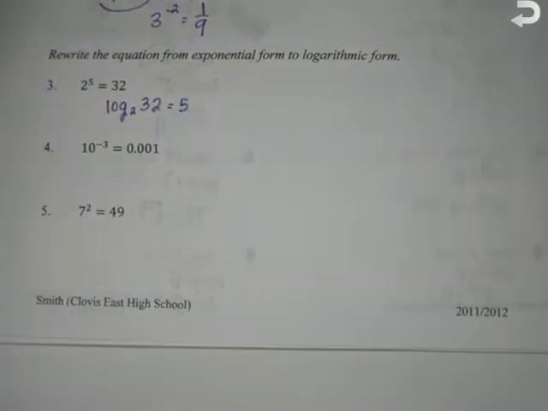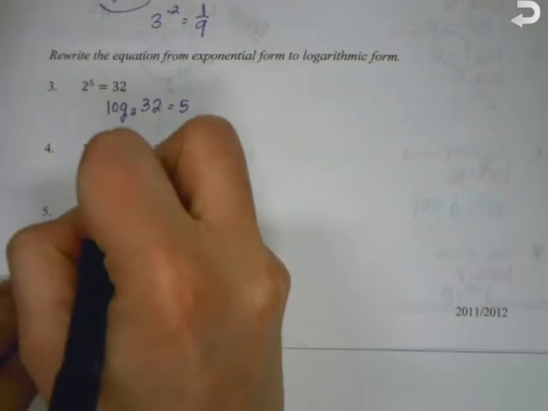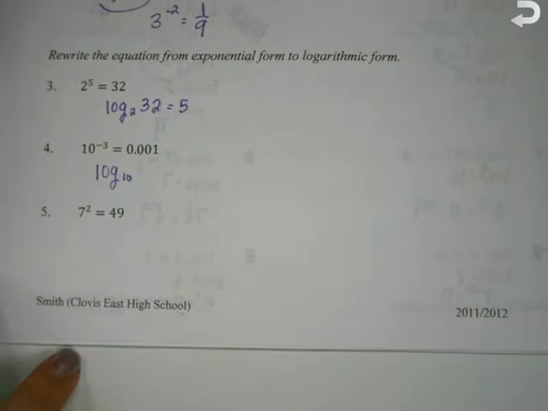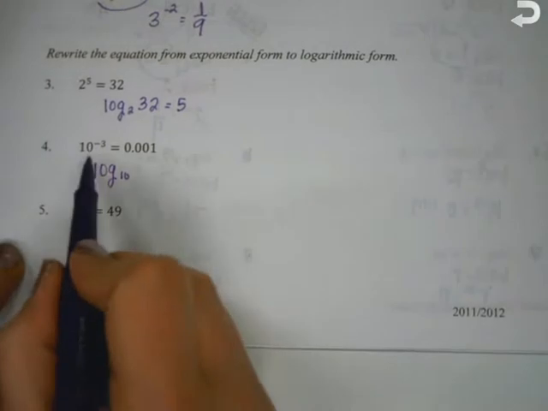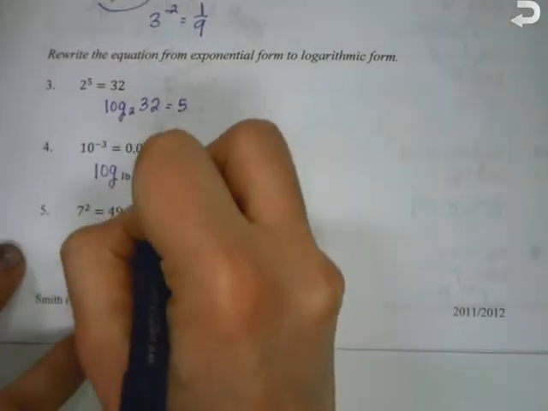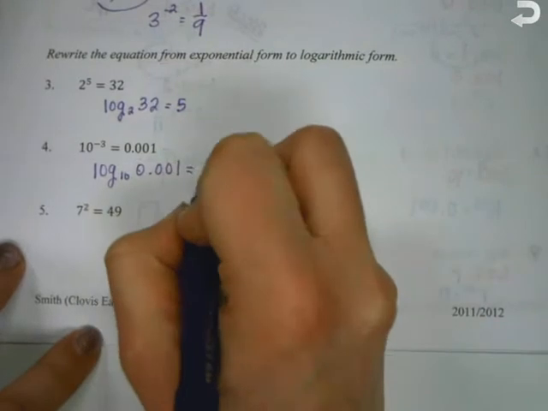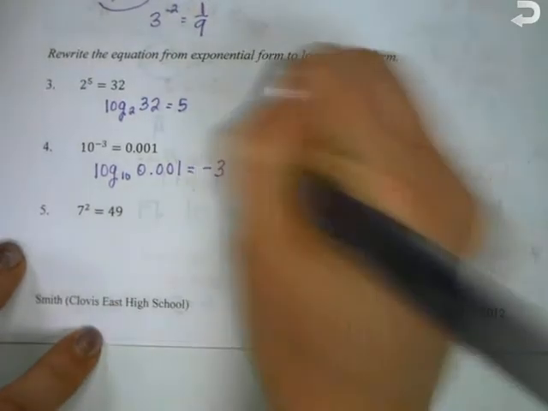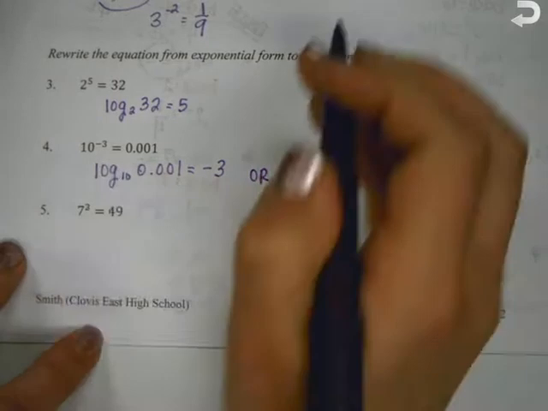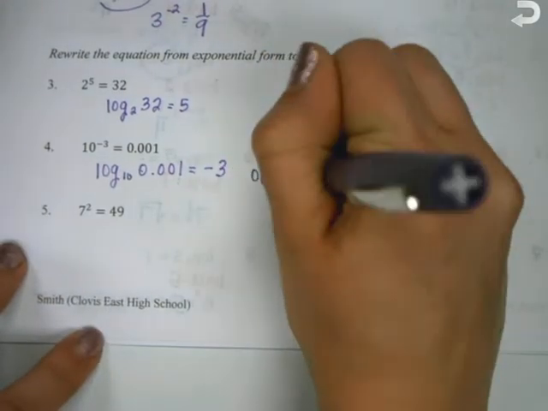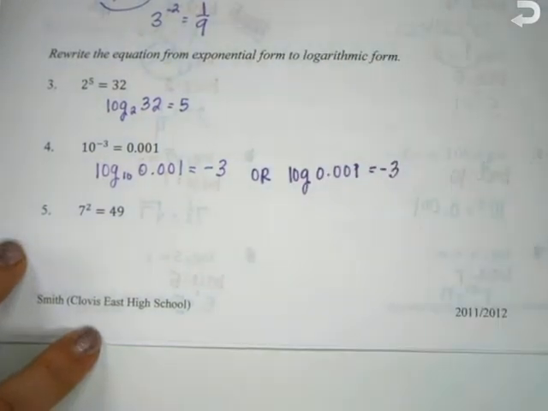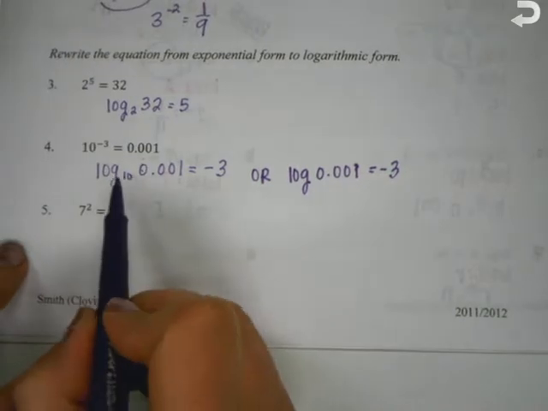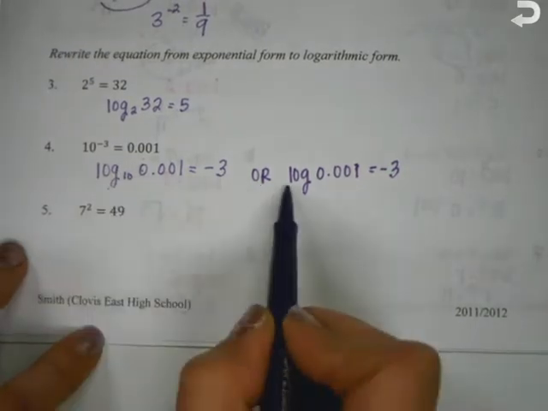Okay, so that would make number 4 log base 10. Wait, can you just not write anything? Yeah, we can also just not write anything. Okay, so log base 10 of 0.001 equals negative 3. Or, you guys remembered, when we have a base 10, we don't have to write anything. So that would be log of 0.001 equals negative 3. Okay. You will very rarely see it written log base 10. It will just be log. Okay, so just start getting used to that.